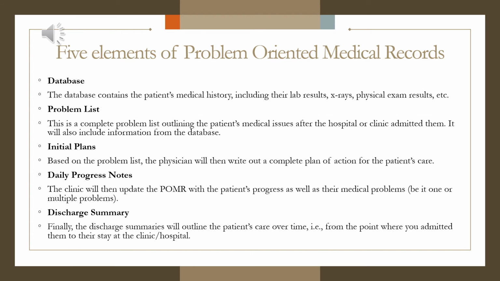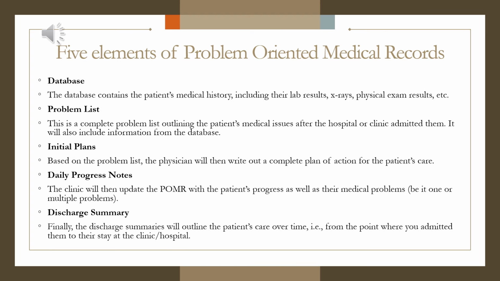These are the 5 elements of problem-oriented medical records. First is the database. The database contains the patient's medical history including their lab results, x-rays, physical exam results, and etc. Next is the problem list. A complete problem list outlining the patient's medical issues after the hospital or clinic admitted them. It will also include information from the database.